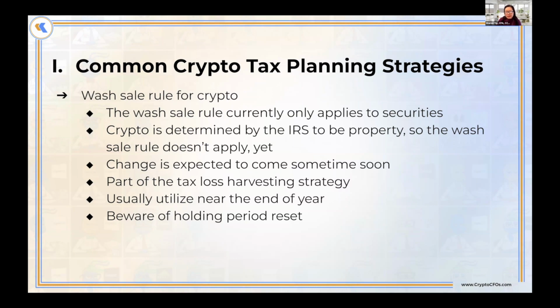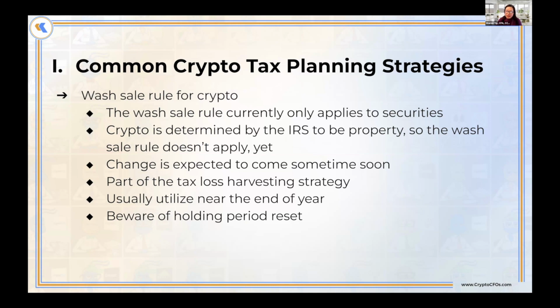People usually utilize the wash sale rule loophole for crypto, or tax loss harvesting in general, near the end of the year, when they have a good idea about how much capital gains they need to use losses to offset. There's no point in generating too much loss because, just like I mentioned earlier, each year you can only deduct up to $3,000 of net capital loss.